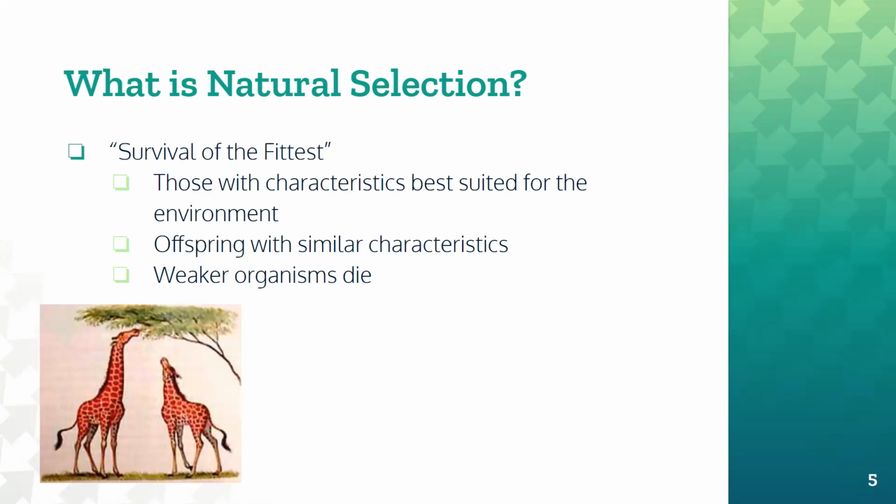Let's use this picture here as an example. Fossil records have proven that there were once giraffes with short necks. But because they lived in an environment where food sources were high up in the trees, the giraffes with short necks eventually died. And now there are only giraffes with long necks.